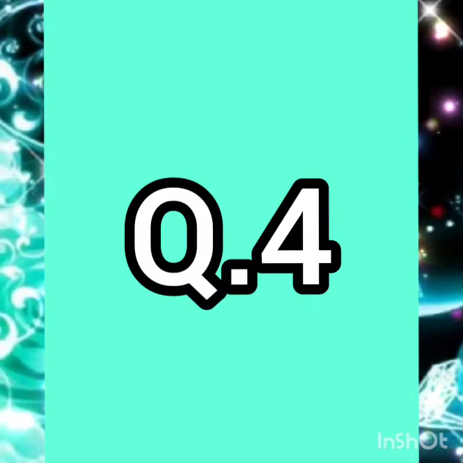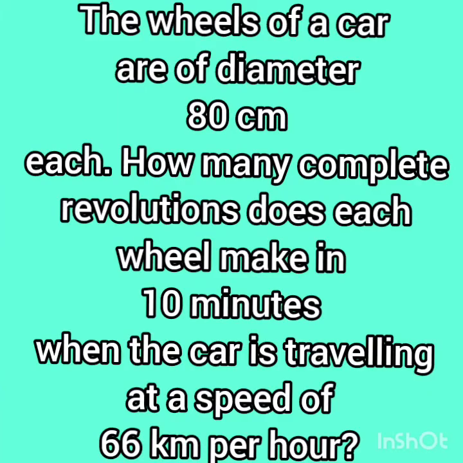Now, my dear student, question number 4 is here. The wheels of a car are of diameter 80 centimeter each. How many complete revolutions does each wheel make in 10 minutes when the car is traveling at a speed of 66 km per hour?